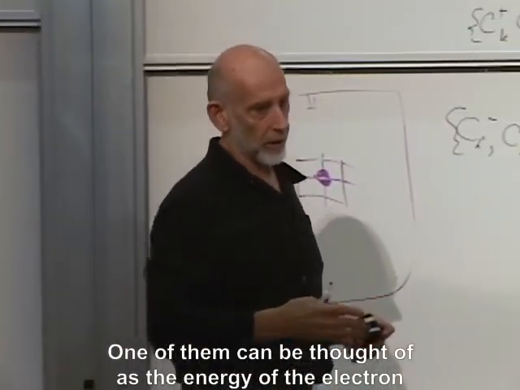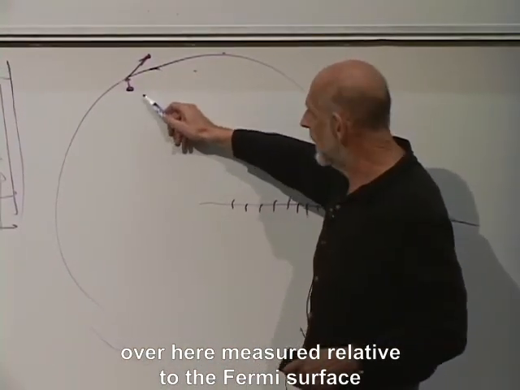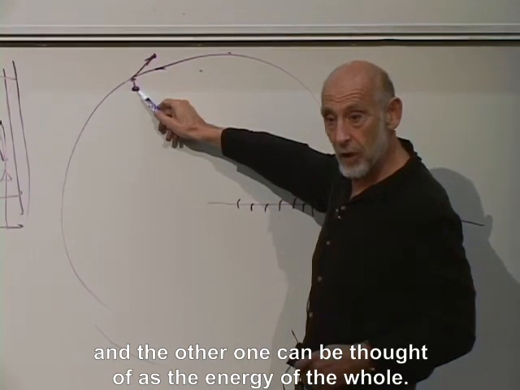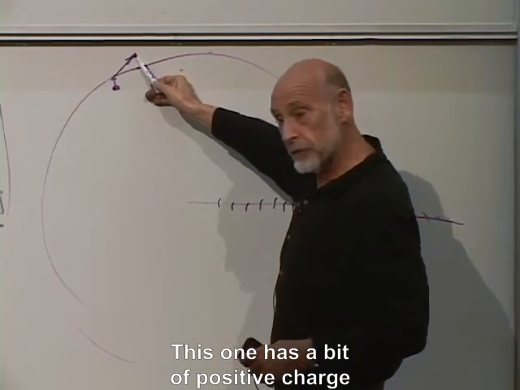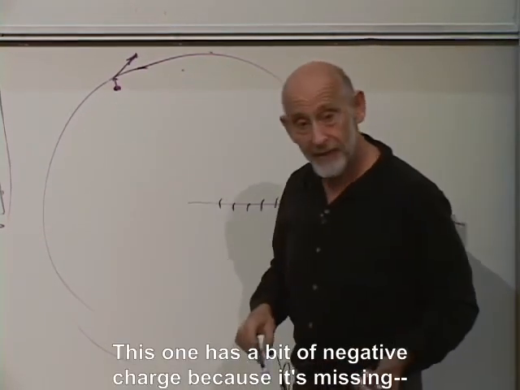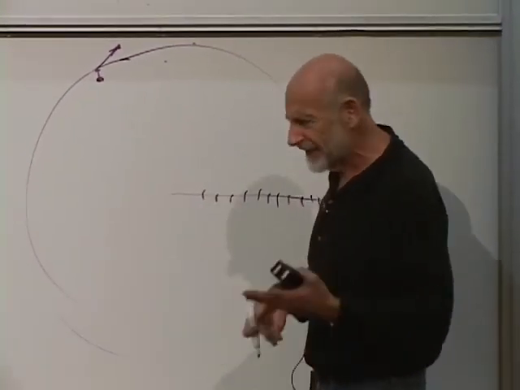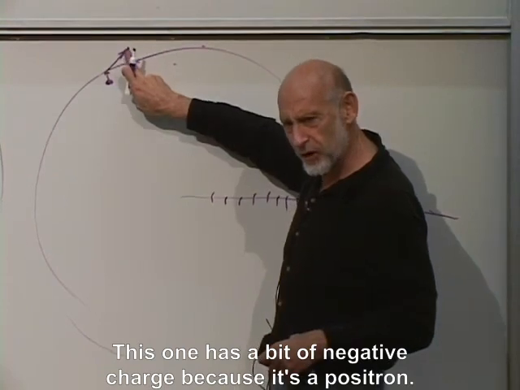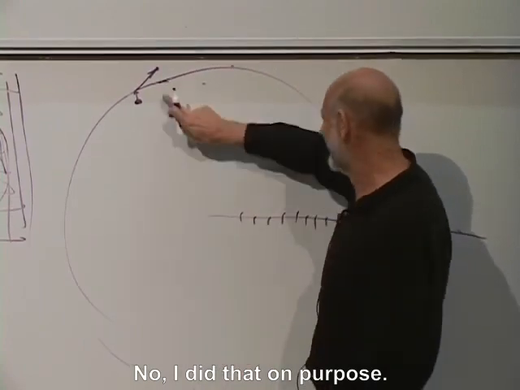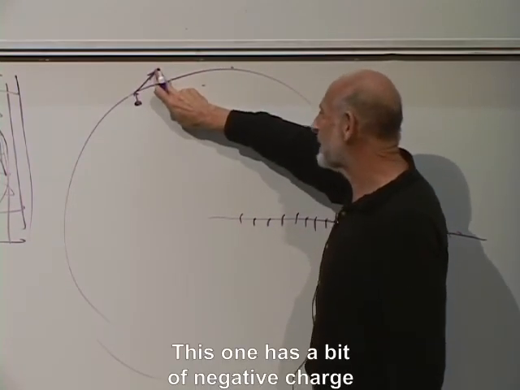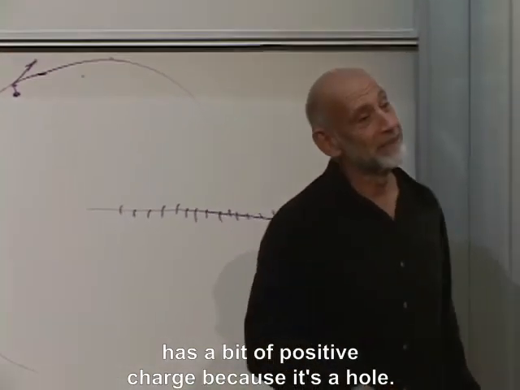You have to add two little bits of energy. One of them can be thought of as the energy of the electron over here, measured relative to the Fermi surface, and the other one can be thought of as the energy of the hole. And they're both positive. This one has a bit of negative charge because it's an electron, and this one has a bit of positive charge because it's a hole.